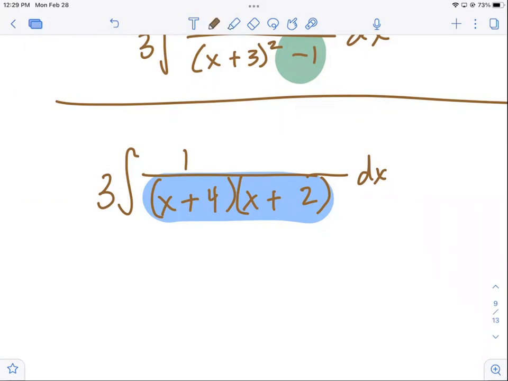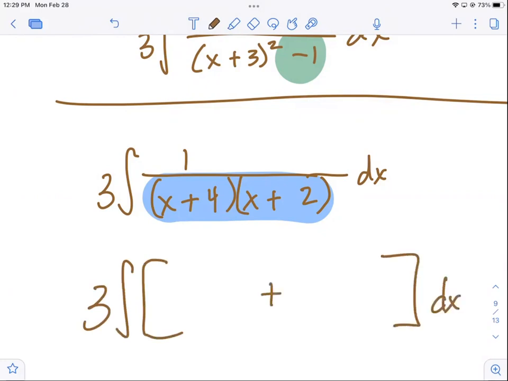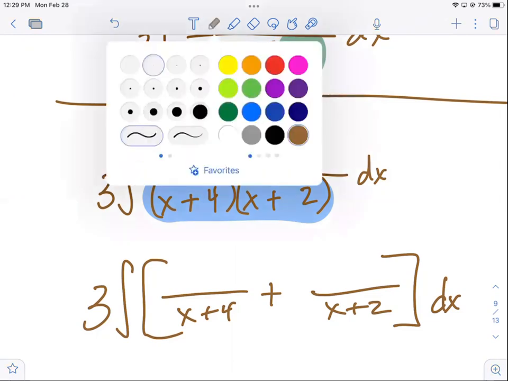All right. So here's what you do. You factor it, and then you're going to set yourself up like this. We're going to decompose it into two partial fractions. So one of them is going to be something over x plus 4, and the other one's going to be over x plus 2. Now, how do we decide what the numerators are? That's the key, because I need to be able to get a 1 when I cross multiply and get a common denominator.